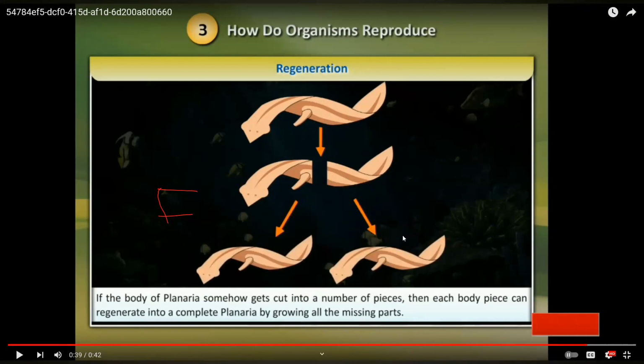Naturally, it will get cut up into different pieces, and each piece will turn into a complete planaria. The cells present will start growing into the remaining missing part. That is how it happens. It has an extremely great power of regeneration. If you cut it into 10 parts also, each will grow into a new planaria, growing all the missing parts.